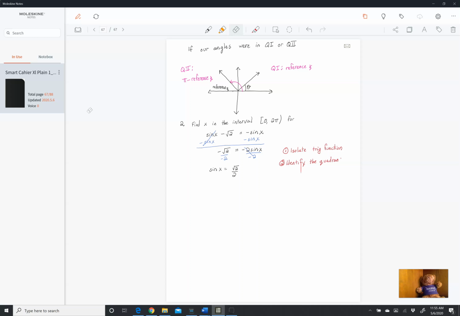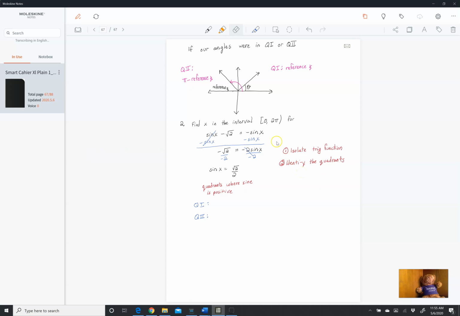So what are we doing? In this case, we're looking for quadrants where sine is positive. How do we know that sine is positive? Well, we look at our answer, and our answer tells us sine is positive. So which quadrants are we in? Sine is positive in quadrants 1 and 2. That's where our y values are positive. So we're going to have answers in each of these quadrants.